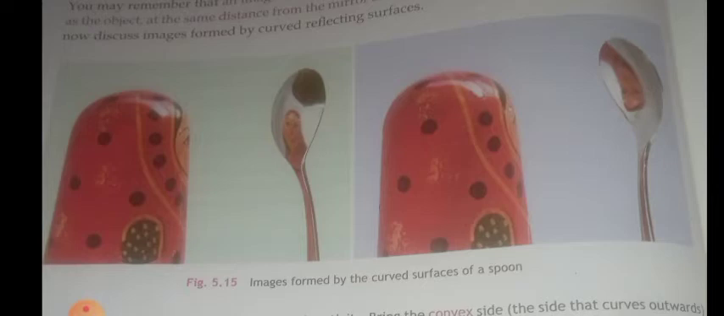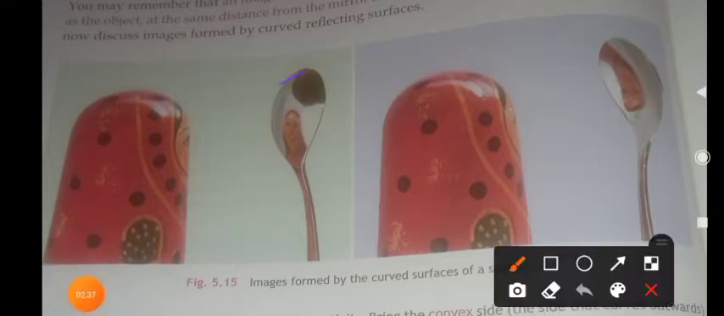When the reflecting surface of a mirror bulges outside, it is called a convex mirror. So here in this case, the mirror is bulged outside. This is called a what? Convex mirror. Okay, when the reflecting surface curves inward, it is called a concave mirror. Cave-like, it is going inward, so that is a concave mirror.